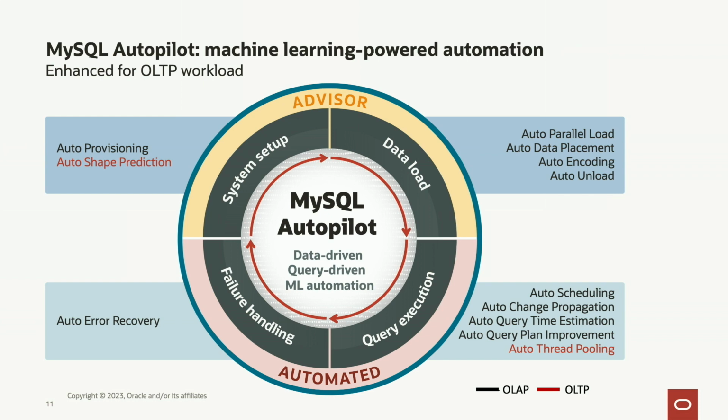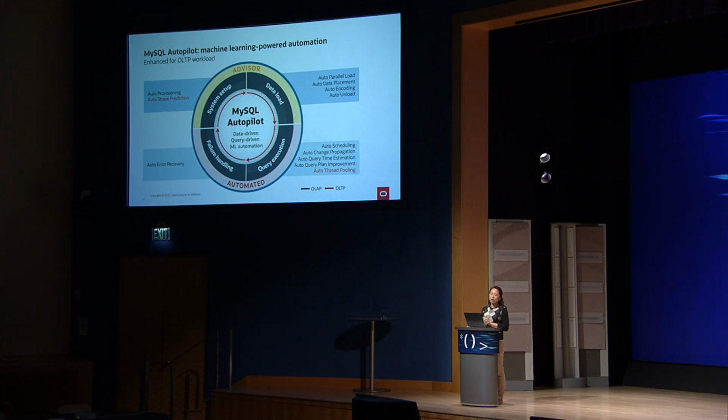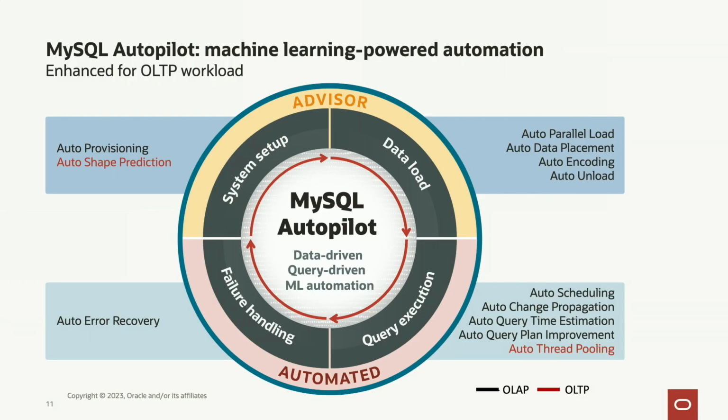The area that we focus on is basically four areas: system setup, data load, query execution, and failure handling. I'm not going to go into the detail of the OLAP one, so I think Nipun's and other sessions will talk a little bit more, but I want to bring out the new features that we have added for OLTP. One is auto thread prediction. I think Wim in his keynote has actually talked a little bit about that. And then the other one is auto thread pooling.